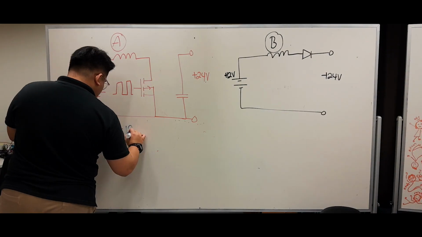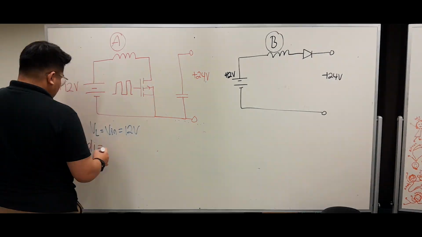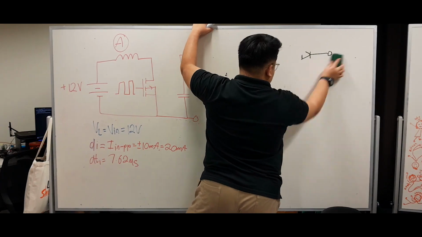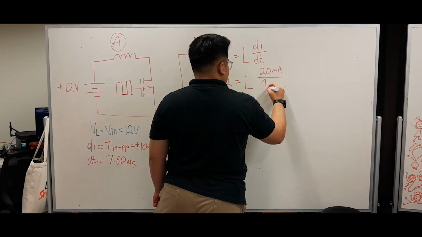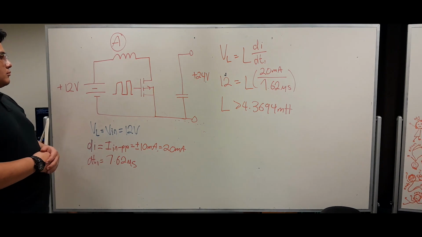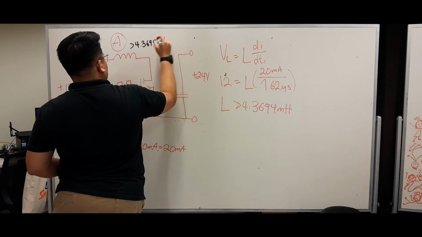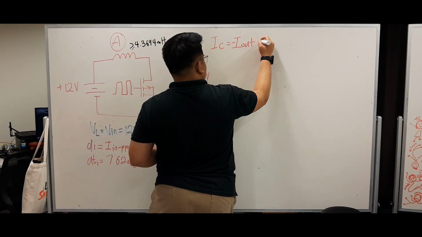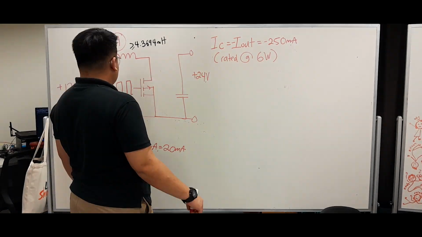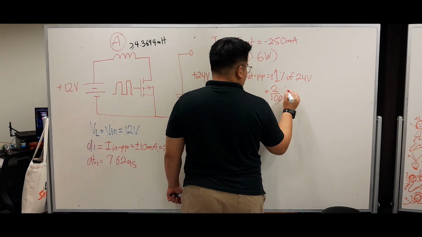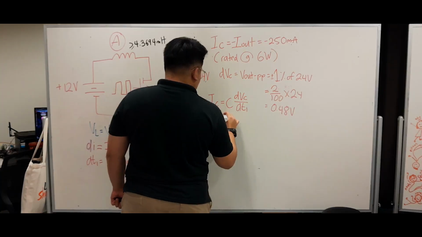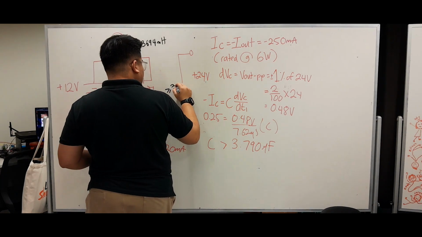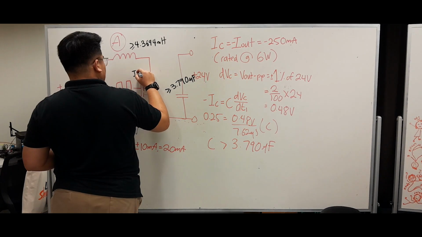Next up, we need to calculate the inductor value and the capacitor value, which we do using the formula here: VL equals L di/dt1, which will lead to the inductor needing to be above 4.3694 millihenries. And next, for the capacitor, we need to find the capacitor value, which is IC equals C dVc/dt1, which calculated that C must be more than 3.790 microfarad.